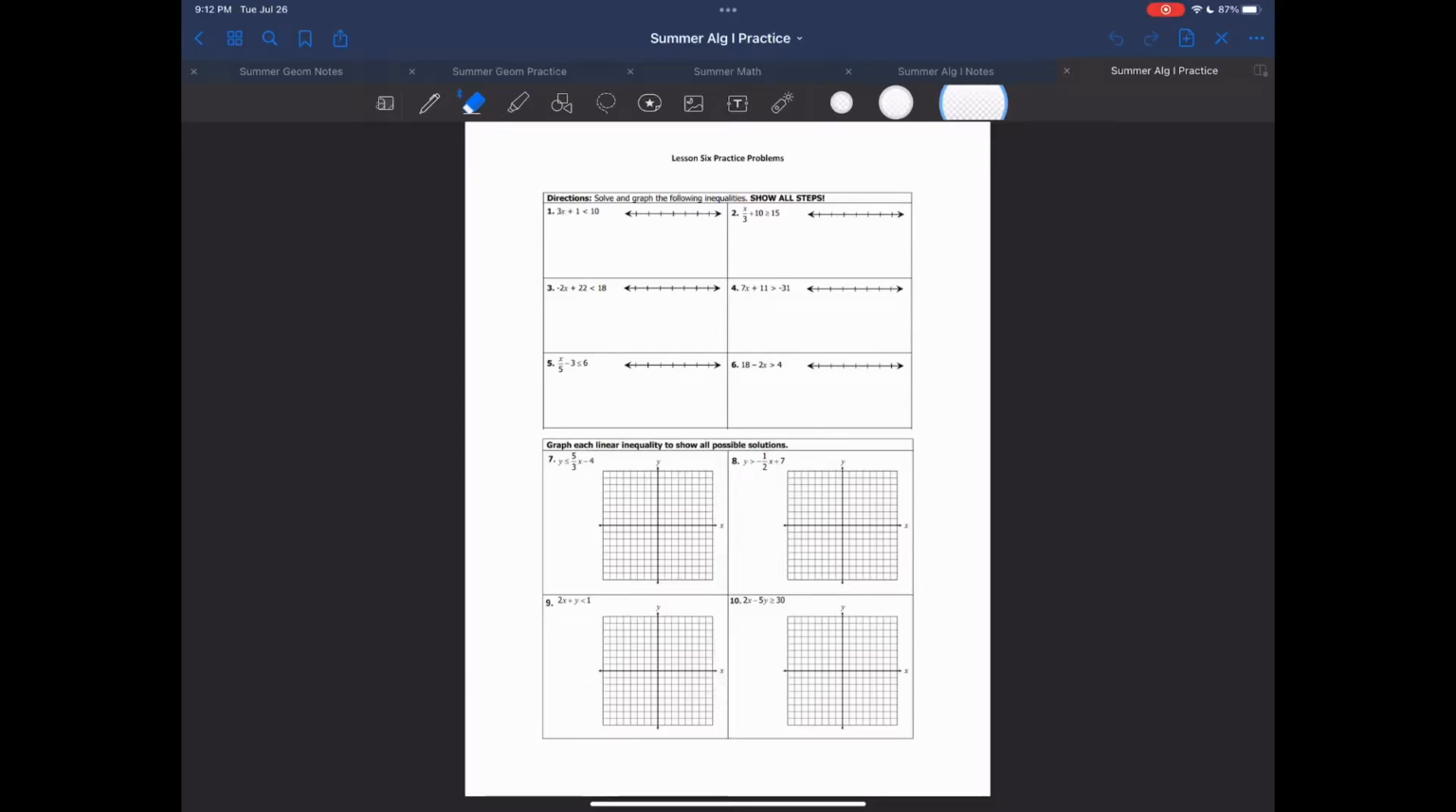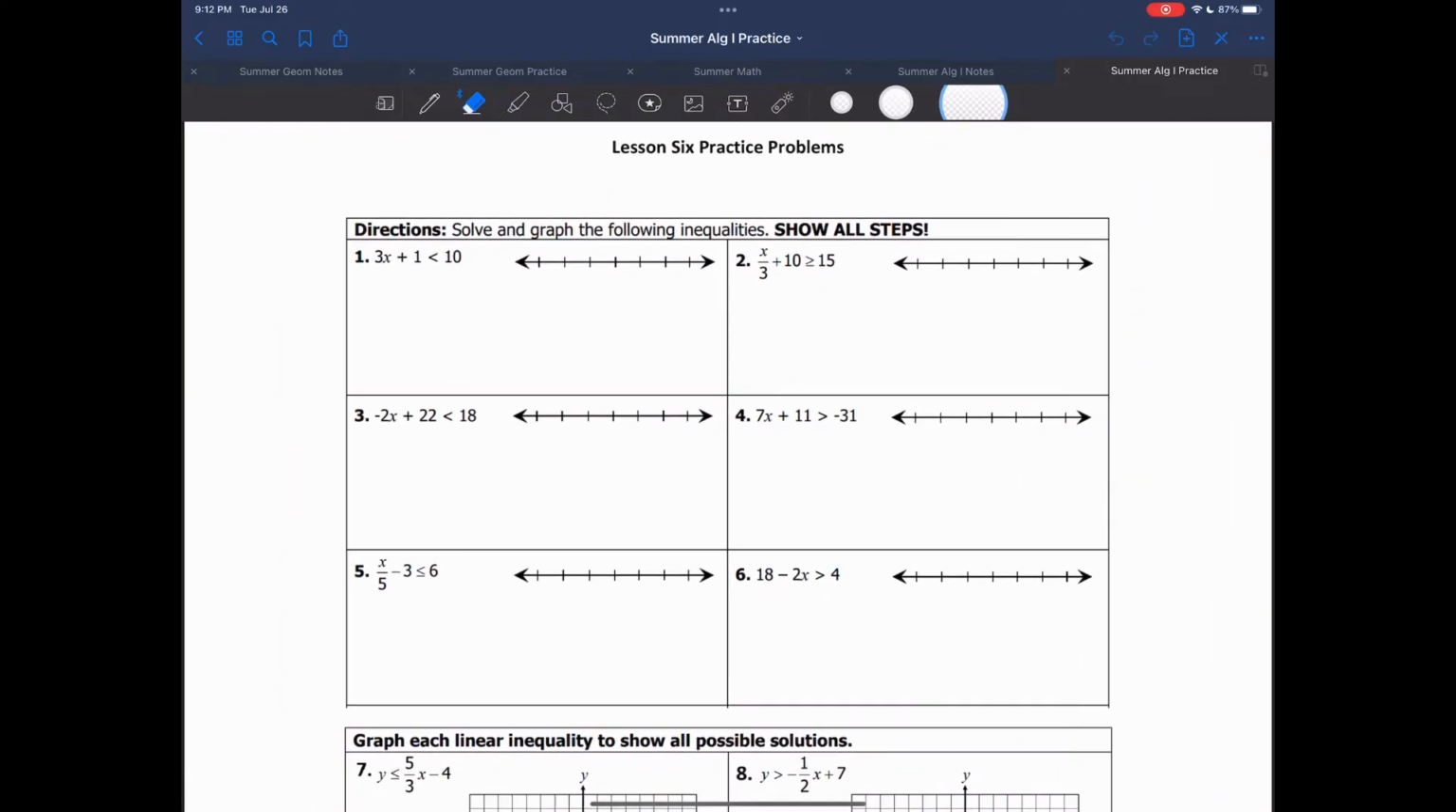All right, we are going to look at our lesson 6 practice problems all over inequalities. So there's only 10 problems. The first 6 are graphing on a number line, and then the last 4 are graphing on the coordinate plane. So let's jump in and solve these.